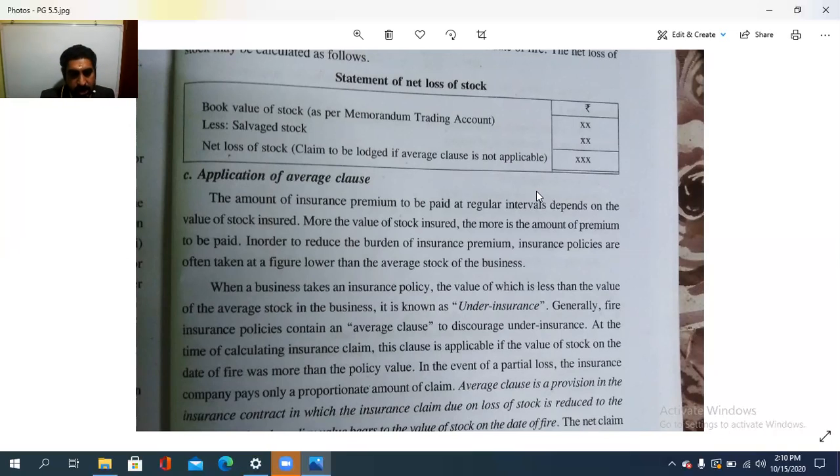Generally, fire insurance policies contain an average clause to discourage under insurance. At the time of calculating the insurance claim, this clause is applicable if the value of the stock on the date of the fire was more than the policy value.